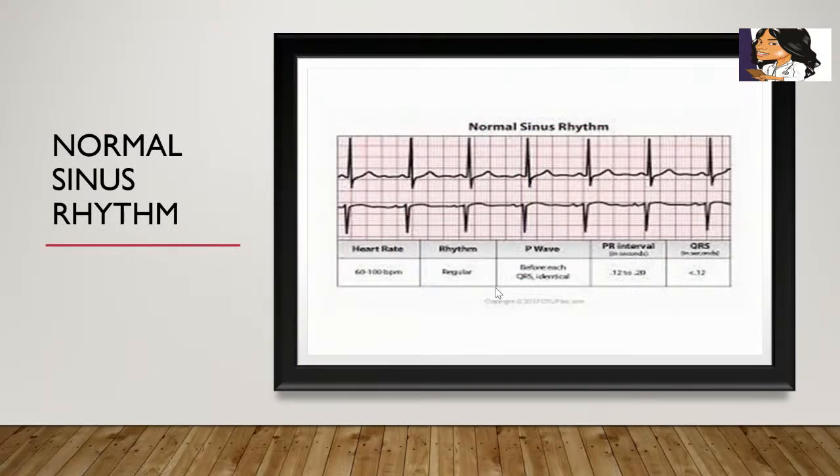All right. So again, let's look at a normal sinus rhythm. This is what we want. We want everyone to have a normal sinus rhythm. So the heart rate is 60 to 100 beats per minute. The rhythm is regular. There's a P wave before each QRS, and the PR interval is 0.12 to 0.20 seconds, and the QRS is less than 0.12 seconds. Beautiful. There's no issues with cardiac output there, okay? There can't possibly be any electrolyte imbalances or any type of disturbances, and if so, they haven't affected the electrical conduction of the heart. So this is what we want.